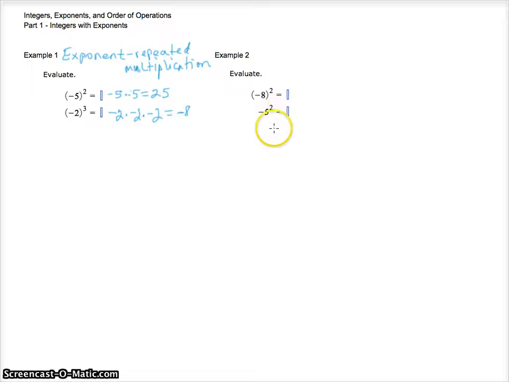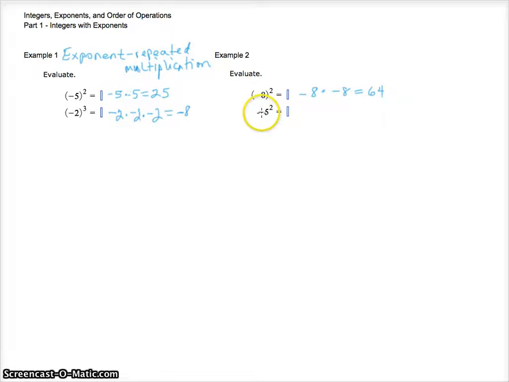Let's look at example 2. We're going to get something a little different here. For number 2, I have -8 squared, which is -8 times -8, because it's being multiplied twice, equals positive 64. This is a little different.